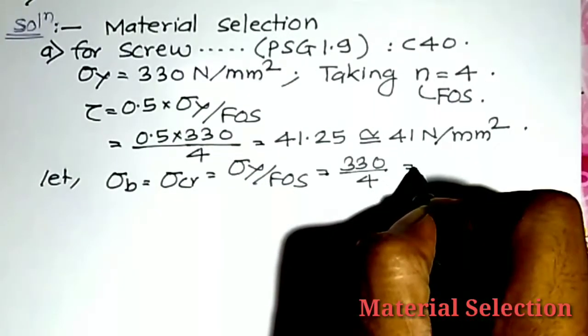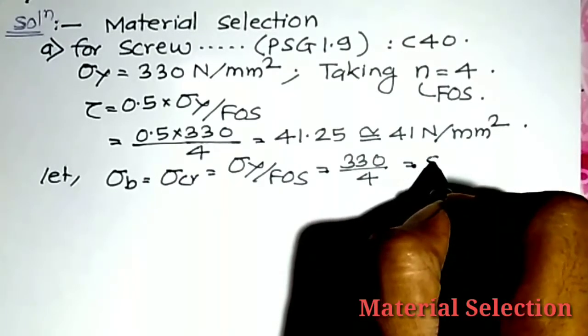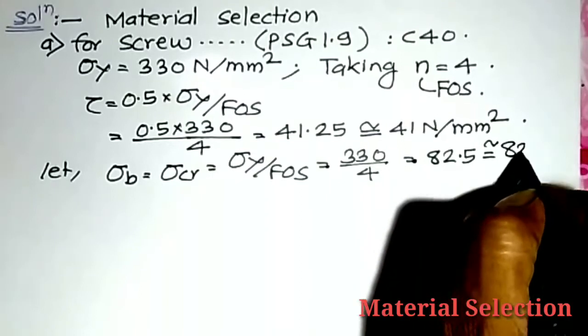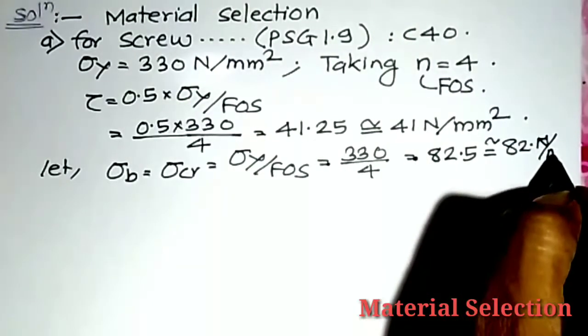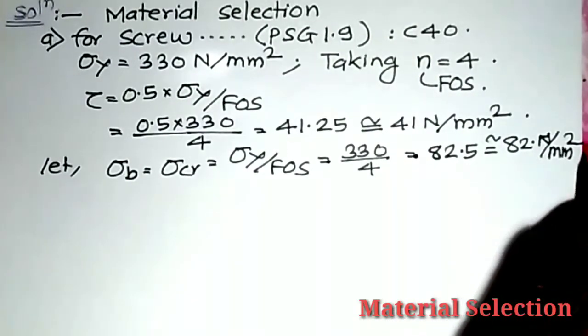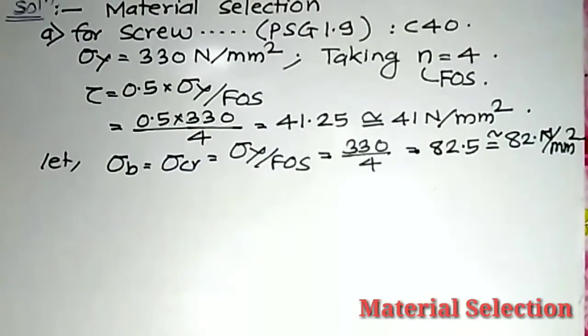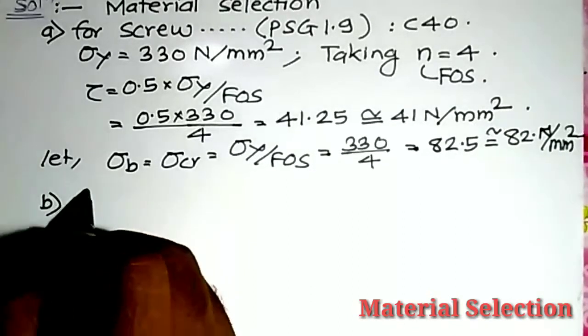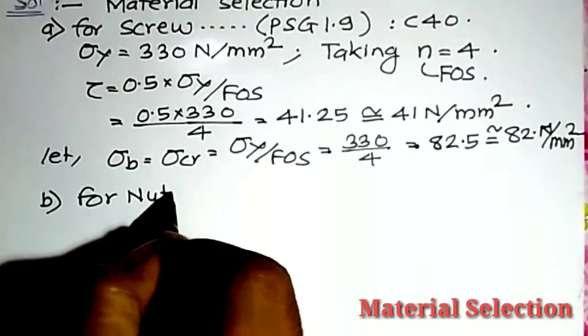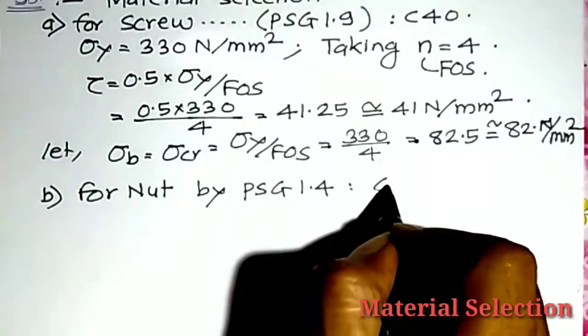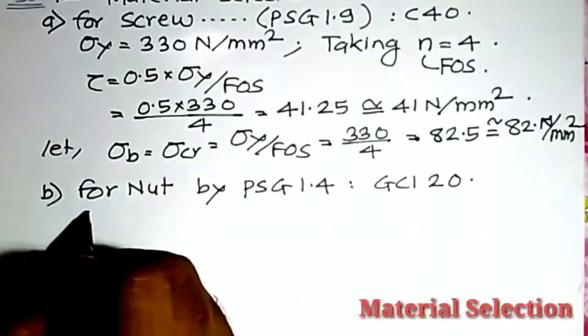Now selecting bending stress or crushing stress, that is equal to yield strength divided by factor of safety. So it comes out to be 82.5, which we will consider to be 82 Newton per mm square as permissible limit for bending or crushing stress. So after finding stresses for screw, let us go for finding out material and permissible stresses for nut.